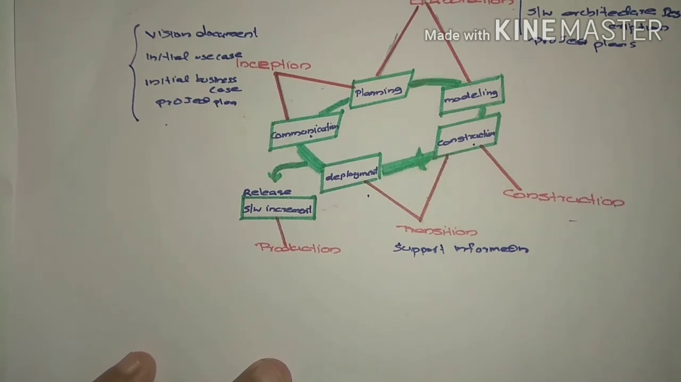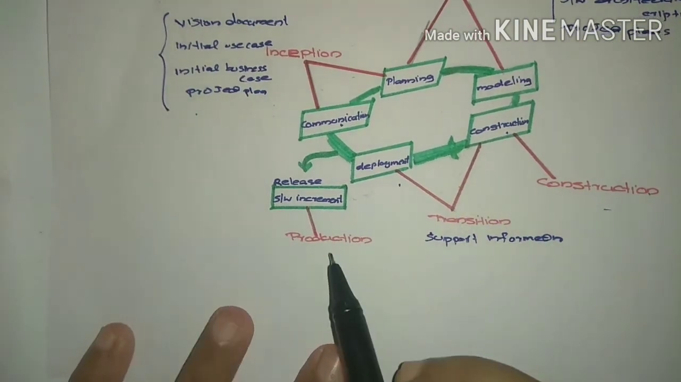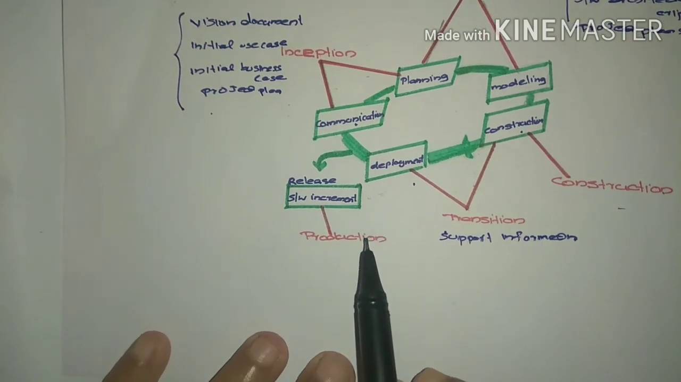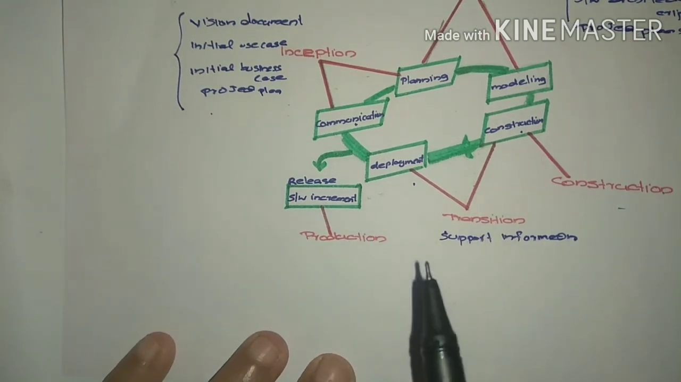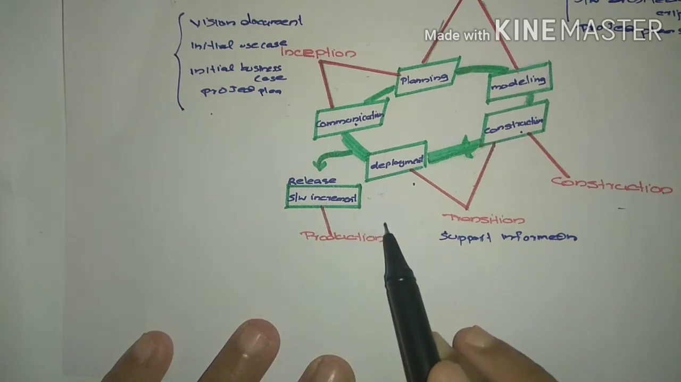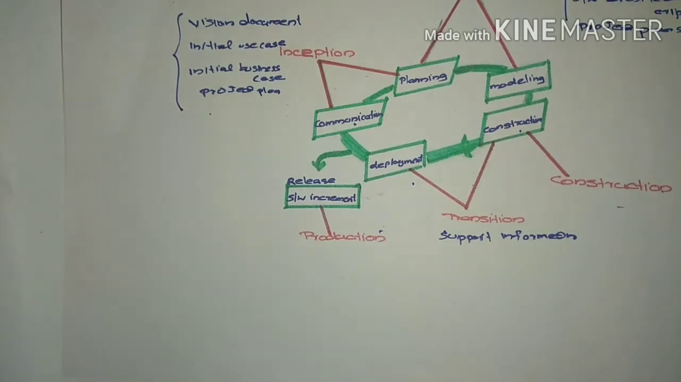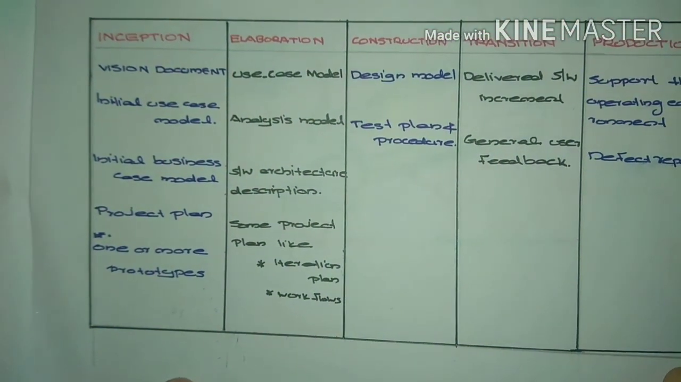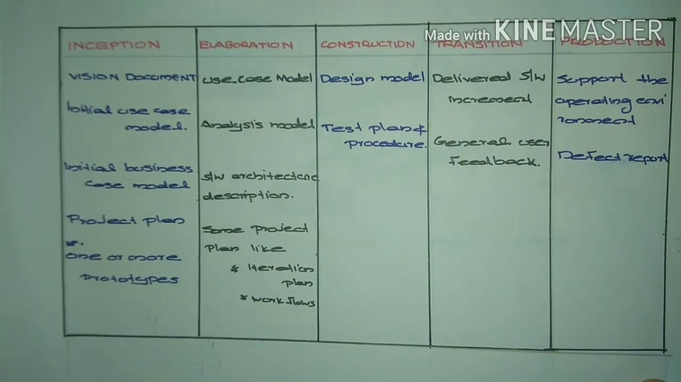Okay. Then next is production phase. During this phase, the ongoing use of the software is monitored. Support for the operating environment, environment means we can say infrastructure, is provided, and defect reports and requests for changes are submitted and evaluated in this phase. Okay, mainly we can conclude like this. These are the main activities in each phase.